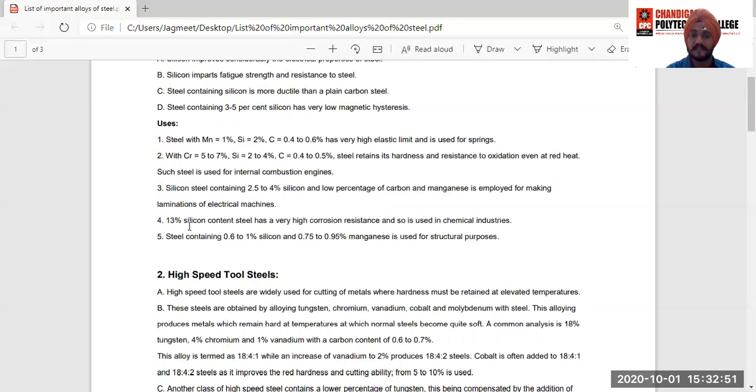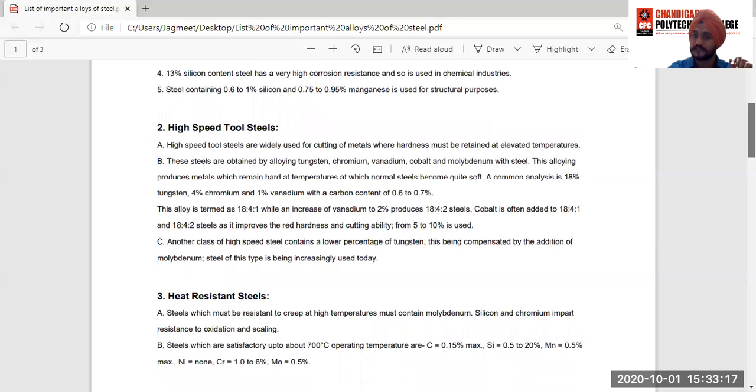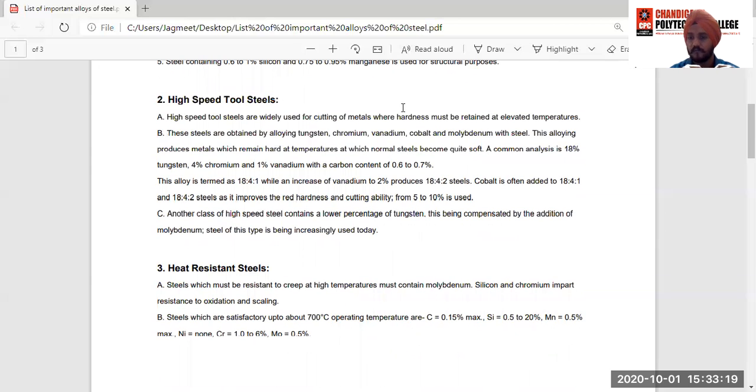Steel containing 0.6 to 1% silicon and 0.75 to 0.95% manganese is used for structural purposes. So if the steel has properties like 0.6 to 1% silicon and 0.75 to 0.95% manganese, that is used for structural purposes. Next is the high speed tool steel. From the name you can guess that this is steel used for tools.